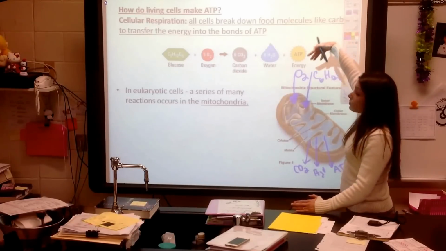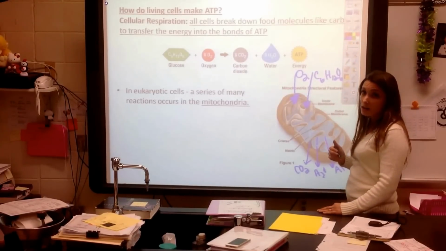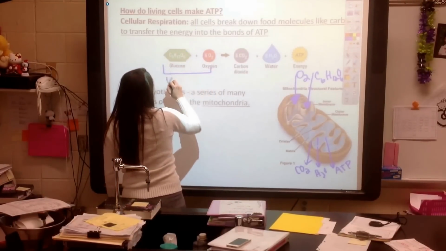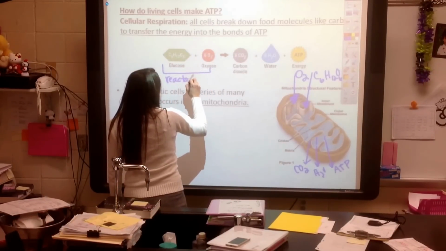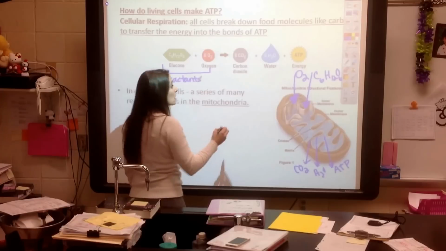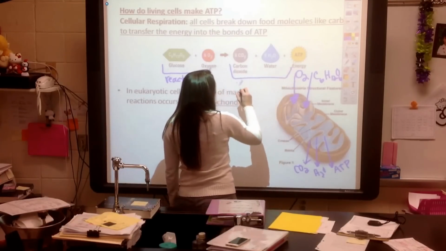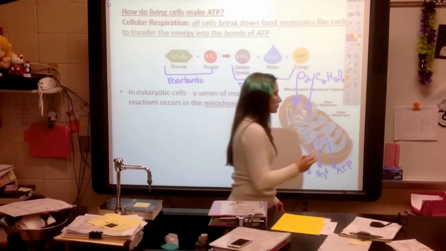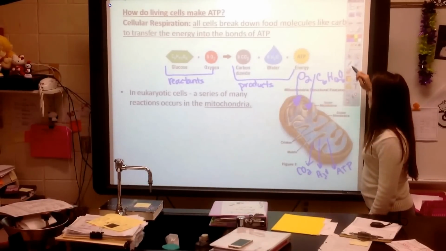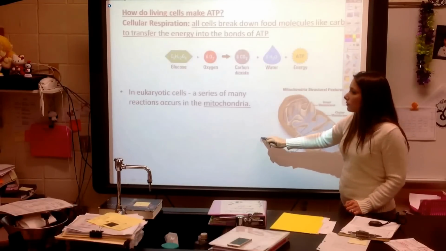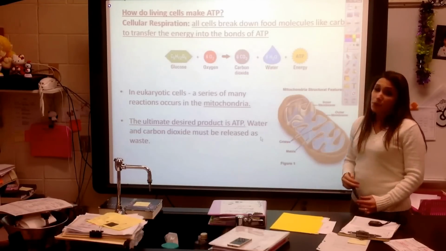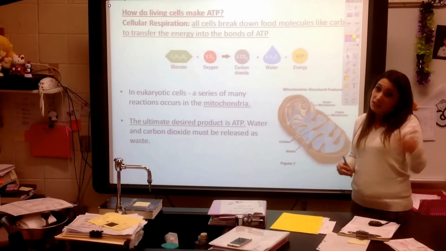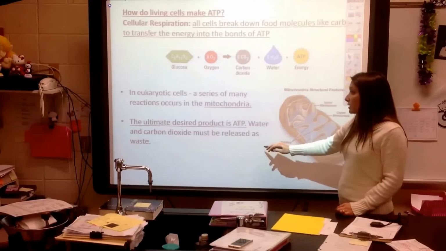So going in or diffusing into the mitochondria will be the reactants. These are called reactants. Also substrates. And coming out will be the products. The ultimate desired product is always ATP. Water and carbon dioxide are then released or excreted as waste.